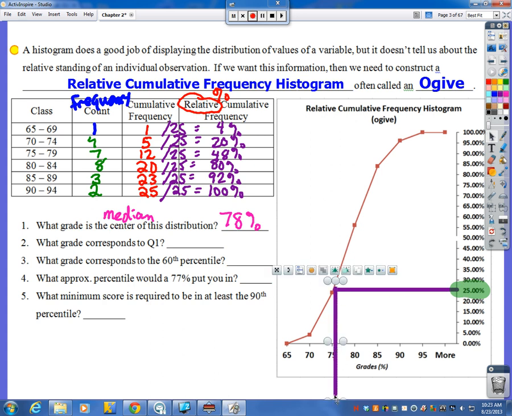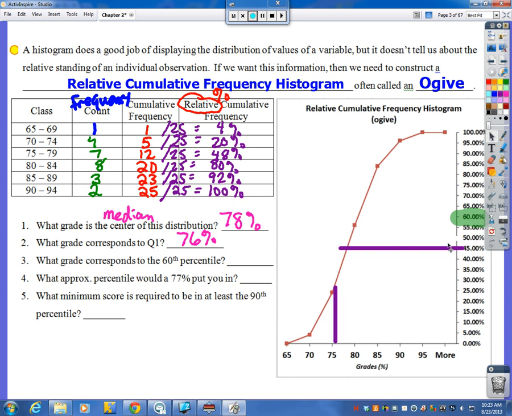And make that shorter. There we go. So we can see it is approximately, what, almost 75, I'll say 76% is Q1. What grade corresponds to the 60th percentile? Same thing, go up to 60. Where are we at in terms of 60? Go to there, come to here, come down. We are at approximately, what, 81, 82? We'll say 81. 81%.